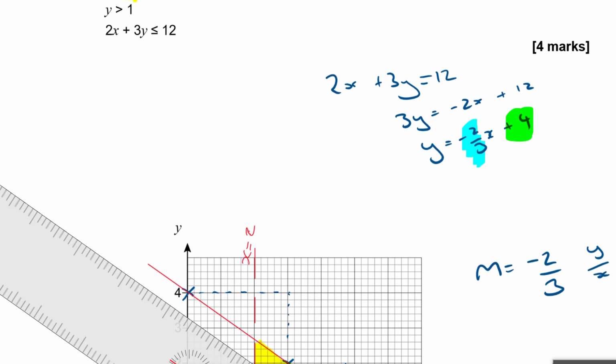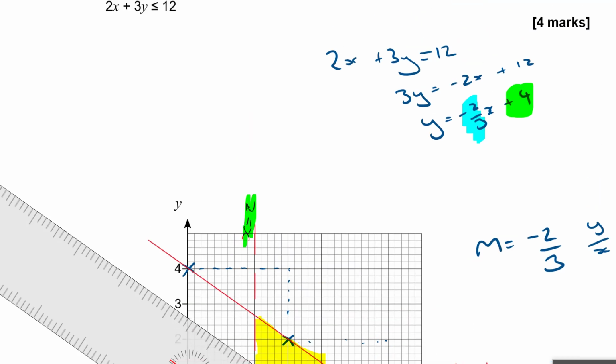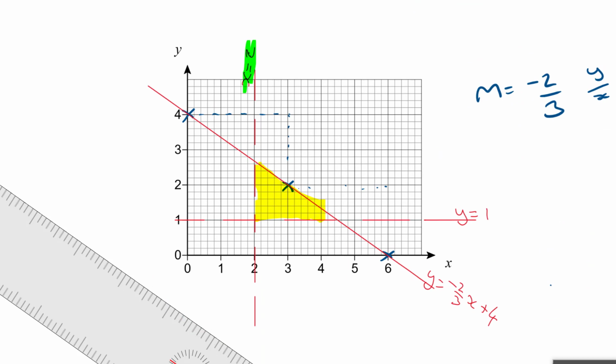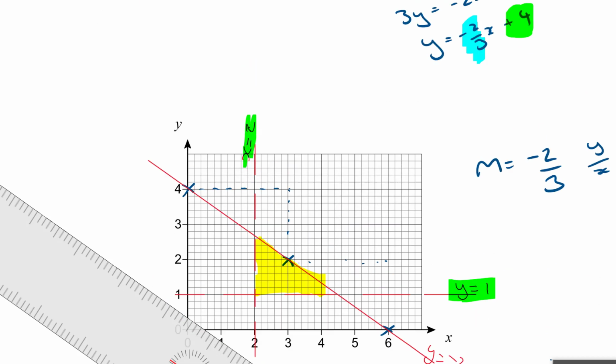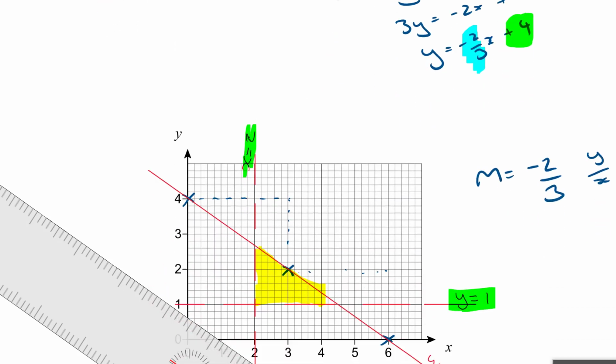So x is greater than 2. If you remember rightly, this is the line x is equal to 2, this vertical line here. So greater than 2 is going to be the values to the right of that line, which seems about right. y is greater than 1. So we've got the line y is equal to 1 here, so it's going to have to be above that line. And finally, 2x plus 3y is less than or equal to 12.